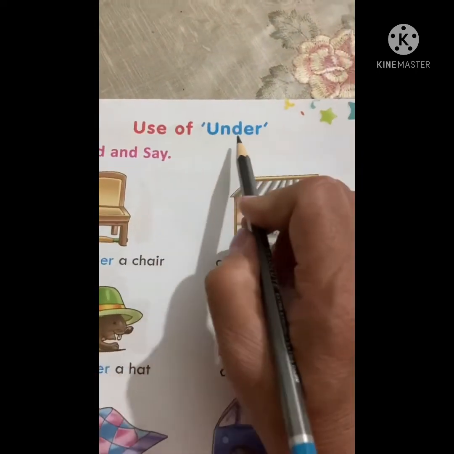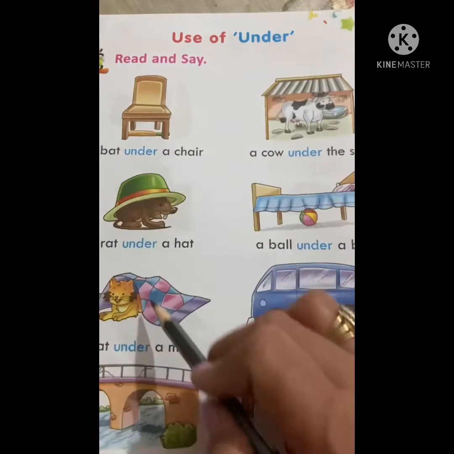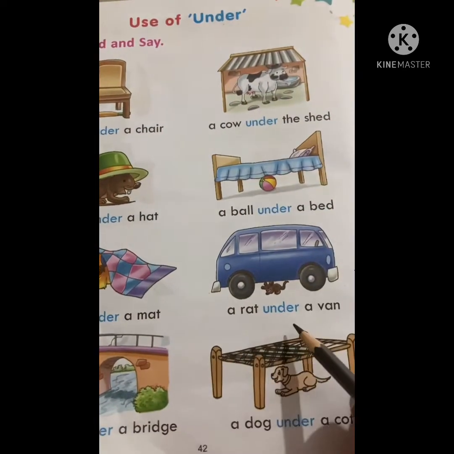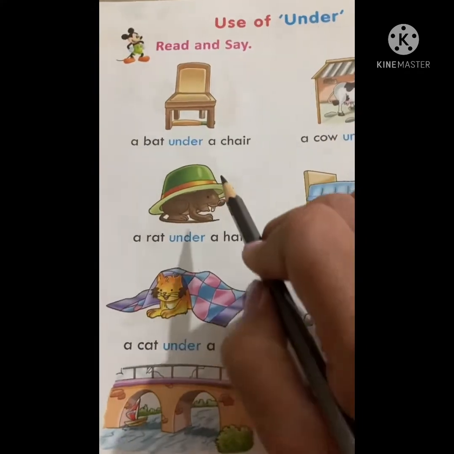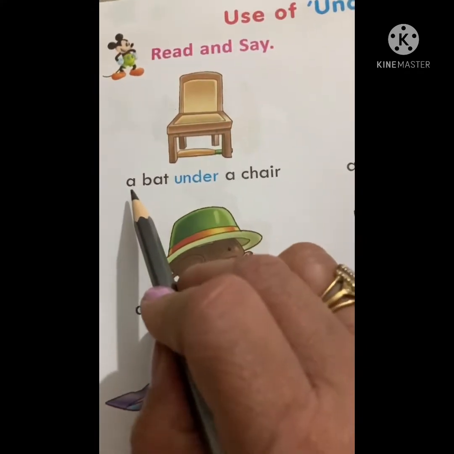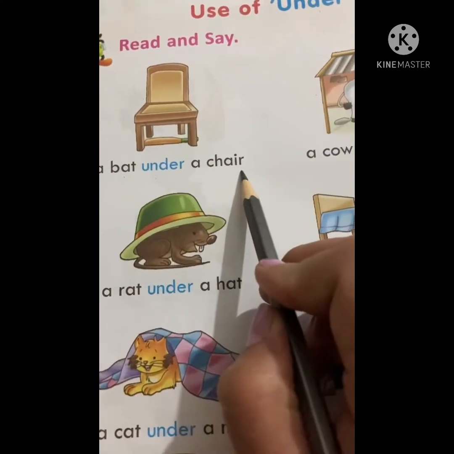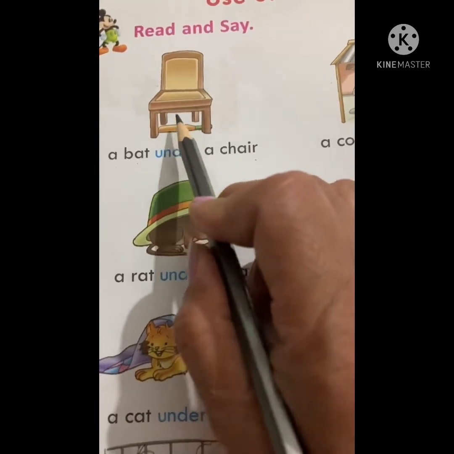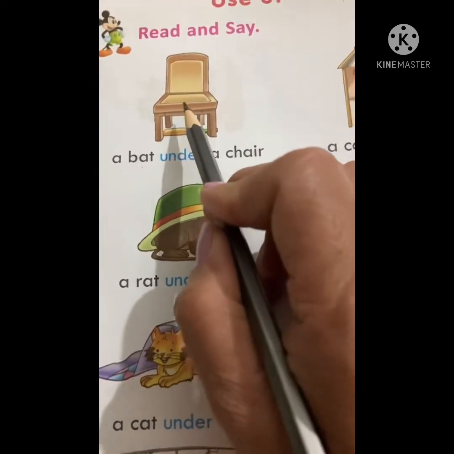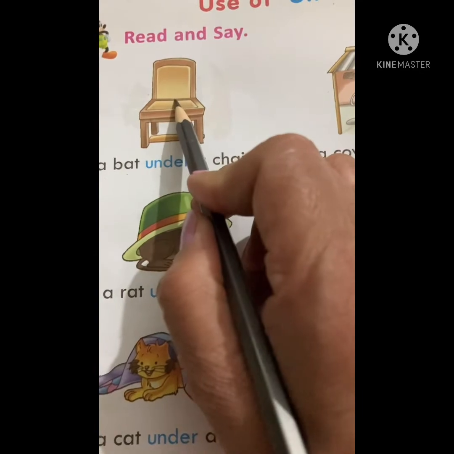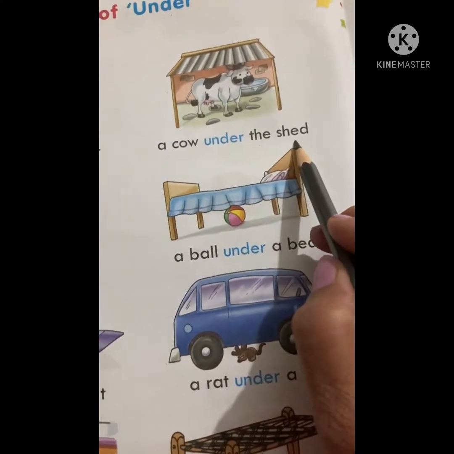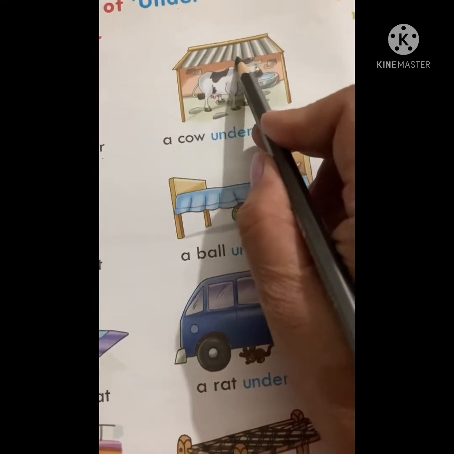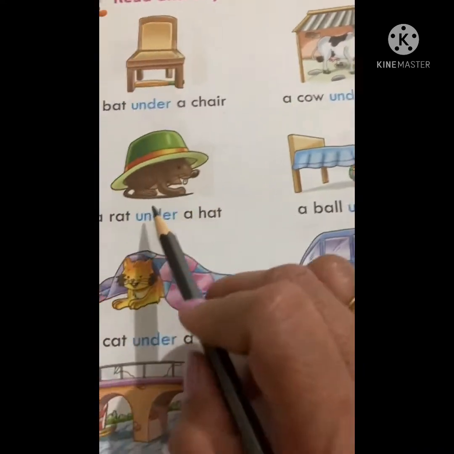Next is use of under. Whichever things you see in these pictures, they all are placed under the other thing. Let's read. A bat under a chair. Here there is a bat which is under the chair. Above, not on the chair, under the chair. A cow under the shed. This is a shed and the cow is standing under the shed.